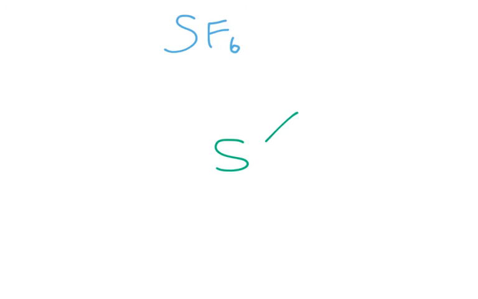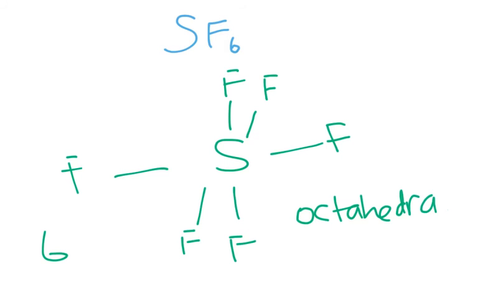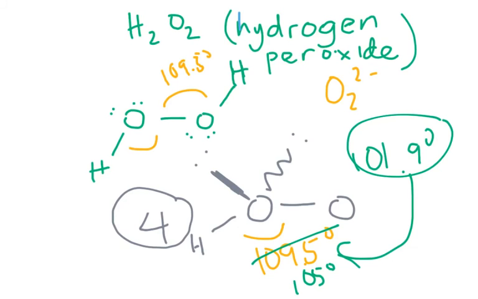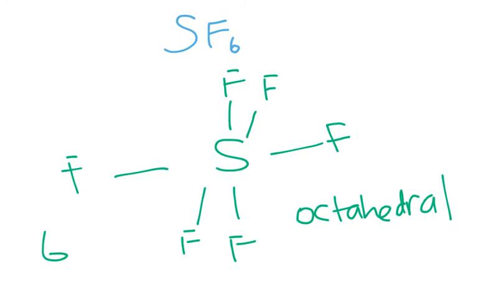So sulfur and 6 fluorines put together. So I'm going to redraw this because I can already see where this is going. So 1, 2, 3, 4, 5, and 6. And this is steric number 6, so it's going to be octahedral for its electron geometry and for its molecular geometry. So octahedral. And let me check if that's right. Is it octahedral? Yes, it is. There you go. So it's octahedral.